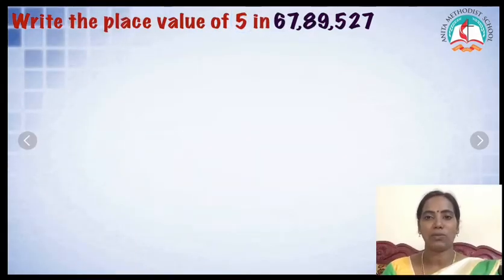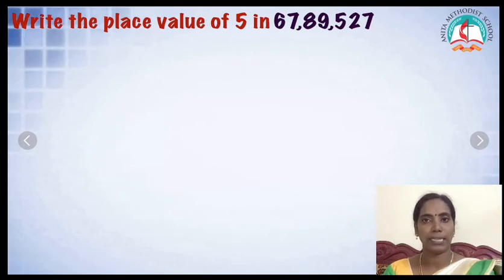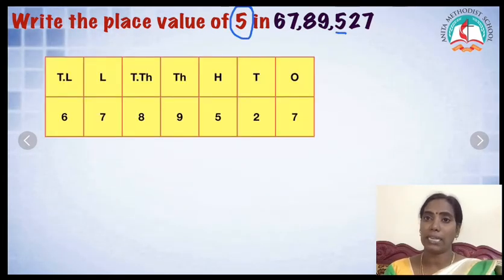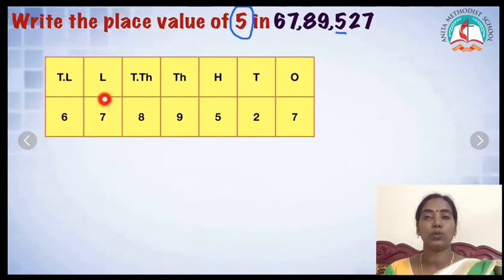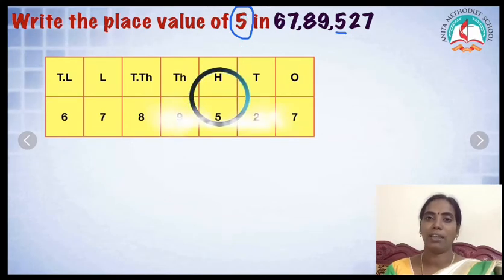Write the place value of 5 in the same number, 67,89,527. So as usual, you have to write ones, tens, 100, 1000, 10,000, lakh and 10 lakh and place all the numbers. Now they are asking to find the value of 5. Where is 5? Yes, see, under the 100 column there is a 5. So 5 is in the 100 place value. So 5 times 100 makes 500. Exactly. So the answer is 500.